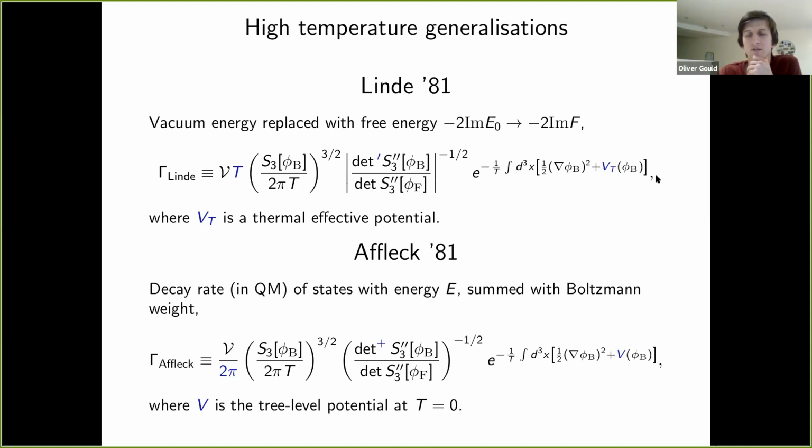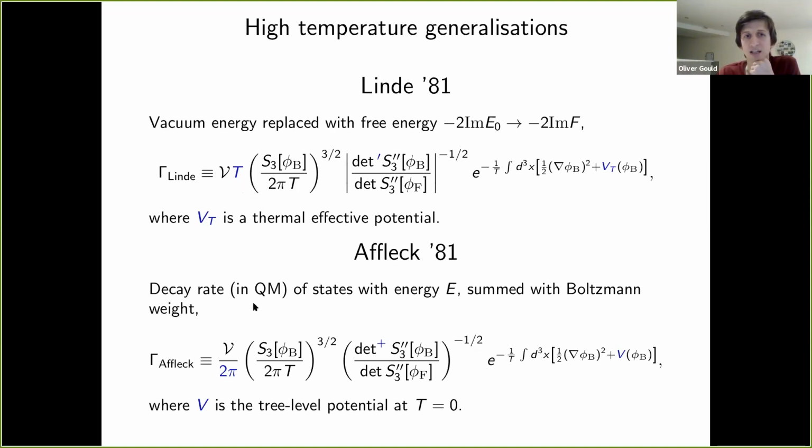There's now a 3D rather than 4D action, and the action contains within it not the tree level potential, but some thermal effective potential. It was actually left relatively ambiguous in the Linde paper what exactly this V_T should be. There are only 3 zero modes instead of 4, and there's a factor of T out front. Otherwise it's relatively similar. Affleck's paper started with quantum mechanics and looked at the decay rate there, assuming some tree level potential which had these 2 minima. Affleck reproduced Linde's result, roughly, in terms of the prefactor at low temperatures, but at high temperatures found a different result.